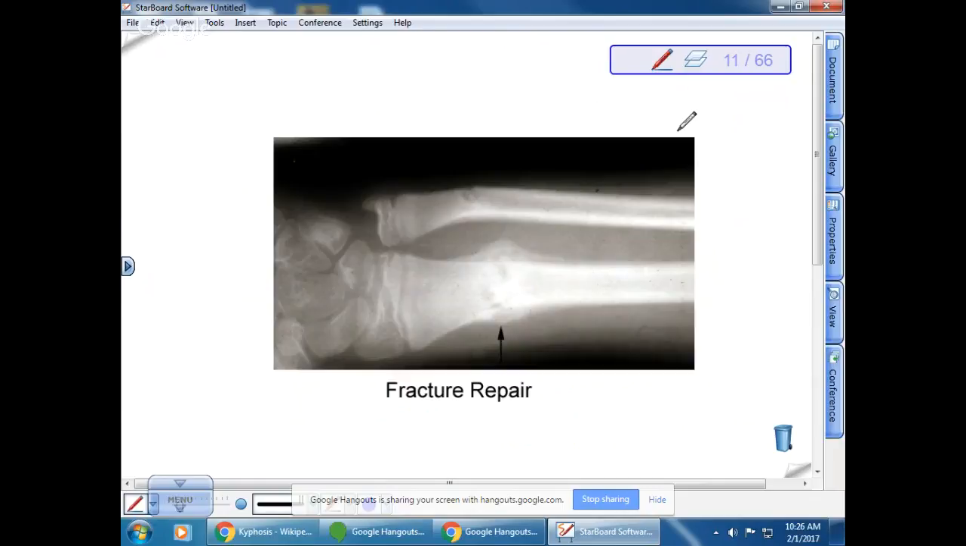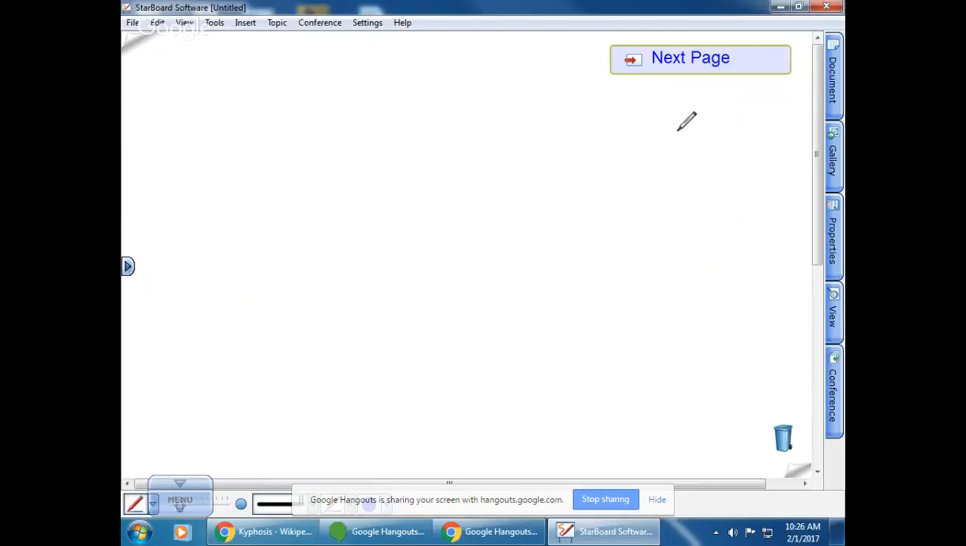Okay, so that's the process of fracture repair. So now we're going to talk a little bit and review parts of the skeleton. I have a handout here with little empty diagrams again, so you can review. We're going to talk about the axial skeleton, and remember that the axial skeleton consists of the skull, but also of the vertebrae, the thoracic cage, and the sacrum.